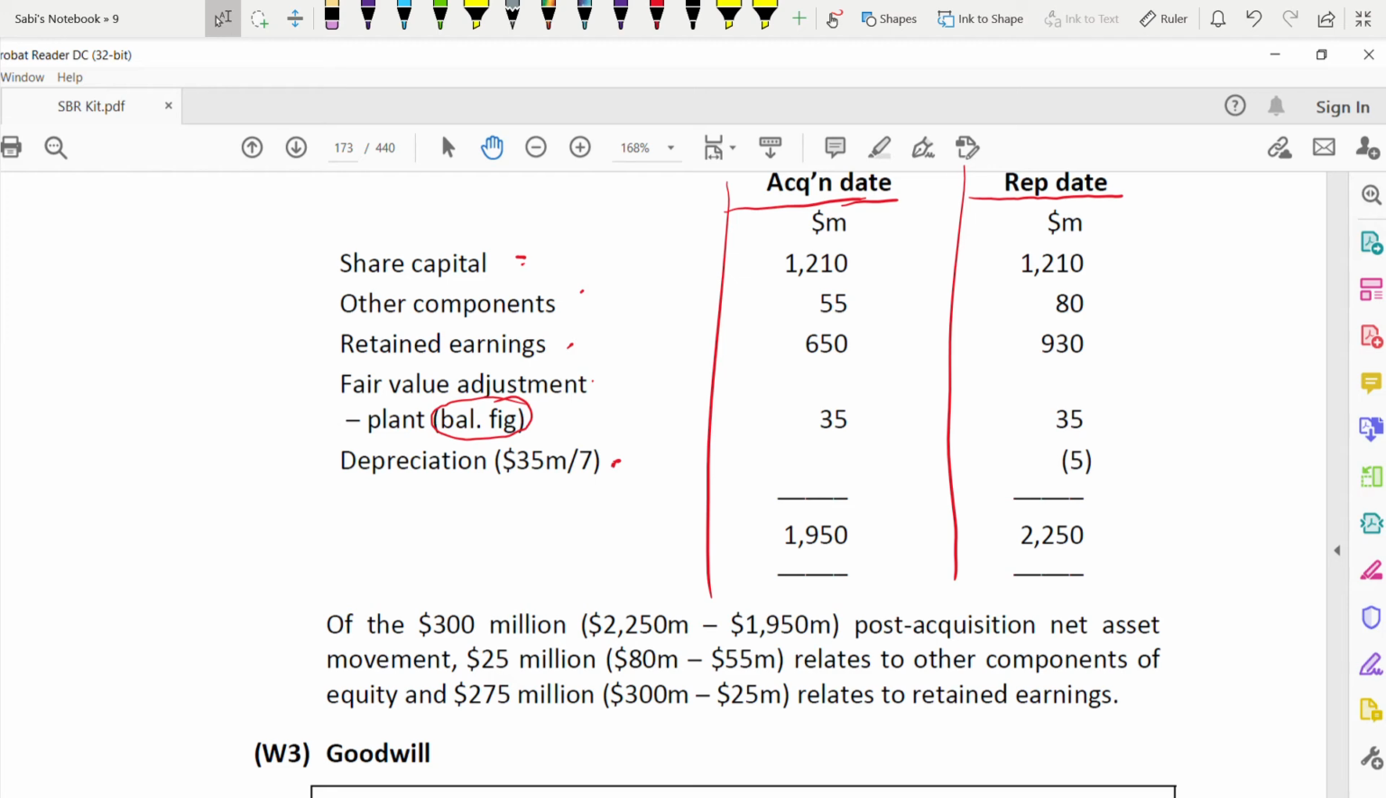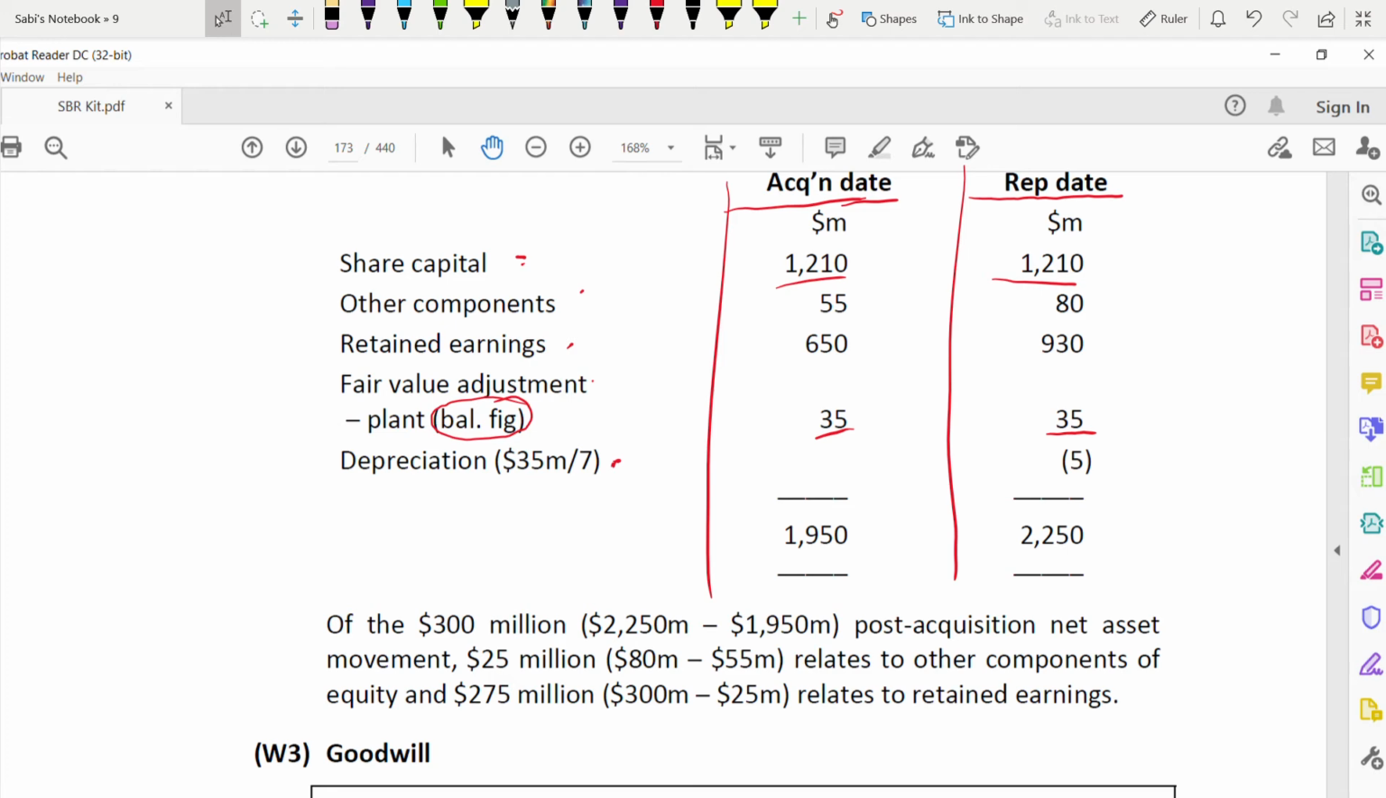Share capital, if you see, will always be the same at the acquisition date and at the reporting date. The rest all will change. Even the fair value adjustment will be the same, because fair value adjustment was not recorded before. It was not there in the reporting date. So whatever is there in the acquisition date will be on the reporting date also, 35. And depreciation will not be there in the acquisition date, because the moment you acquire something, that day itself you will not calculate depreciation. You calculate it on the reporting date only.